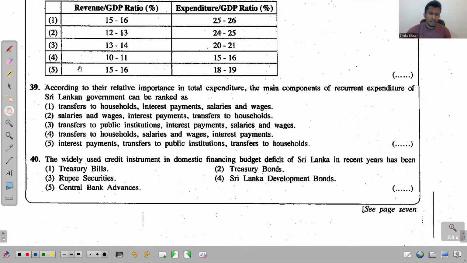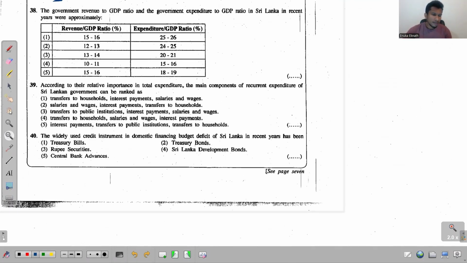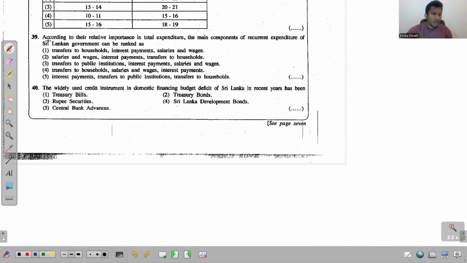Right. 39th question. It says, according to their relative importance in total expenditure, the main components of recurrent expenditure of the Sri Lankan government can be ranked as, okay, can be ordered as. Even this order has changed recently. So this answer is not going to be relevant for your exam. So I'm going to skip this question as well.